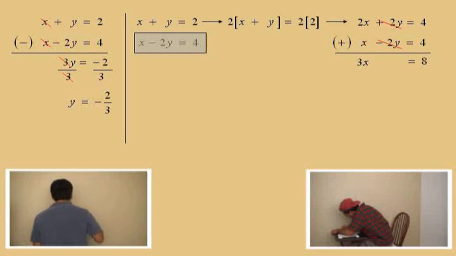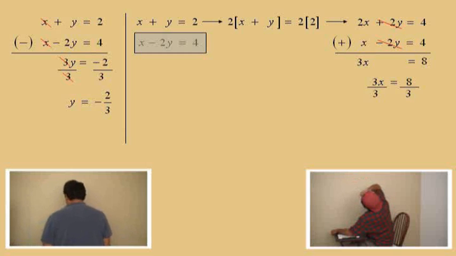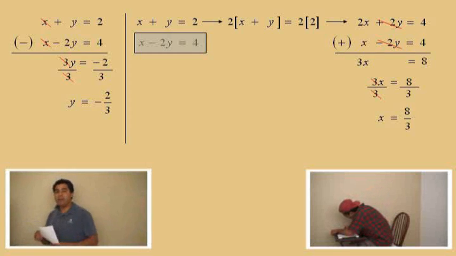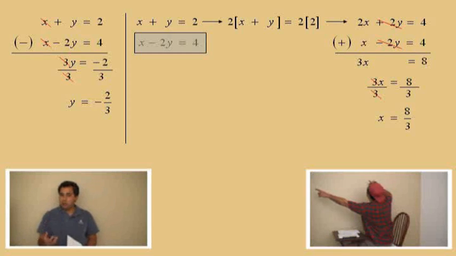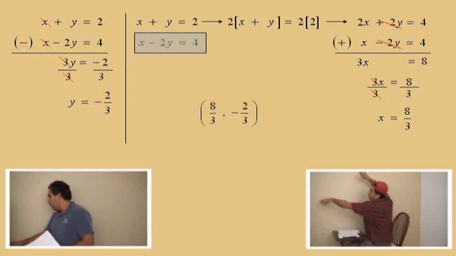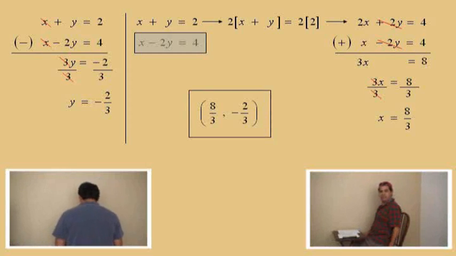There we go. So let's bring our equation down: 3x equals 8. We got to solve for x. And so what do we do, Charlie? Divide both sides by 3. The 3's cancel, leaving us with x equals what, Charlie? 8 thirds. So now we have our x value over there. Here's our y value. So the ordered pair of the intersection of these two lines, (x, y), is what, Charlie? 8/3, -2/3. Very nice. And don't forget to circle your answer.